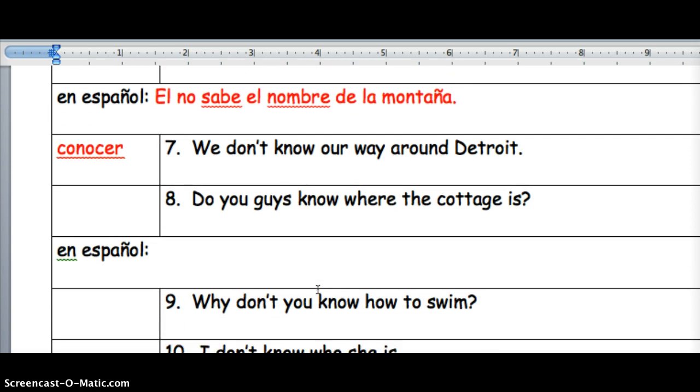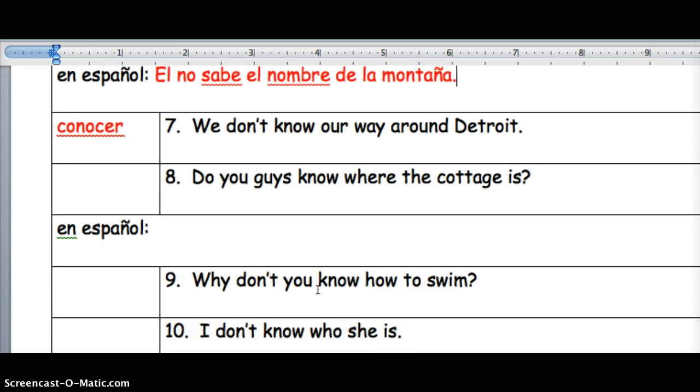All right, and a few more then to decide. Would it be saber or conocer? Número 8, do you know where the cottage is? Where the cottage is a fact or a piece of information. So you would want saber, even though you're talking about a location.